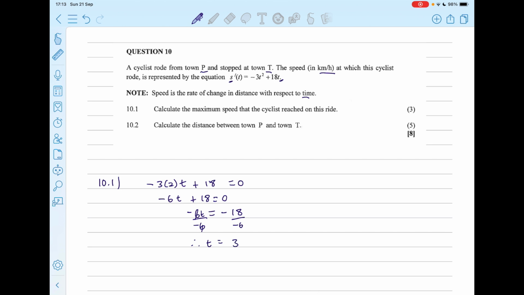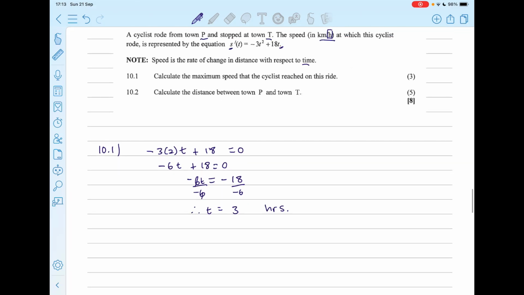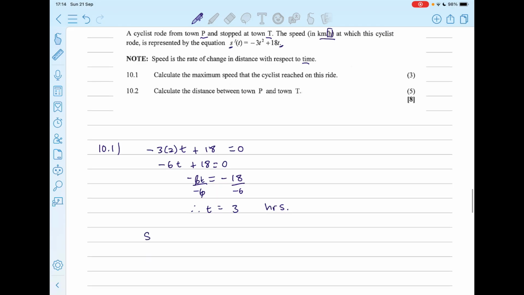And our units for time here are hours. So t is 3 hours. Substituting that into the speed equation, we want the speed after 3 hours. So negative 3 squared plus 18 times 3. And this gives you an answer of 27 kilometers per hour. That is therefore the speed.